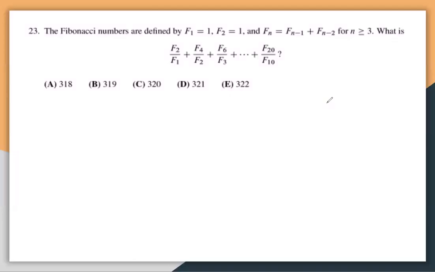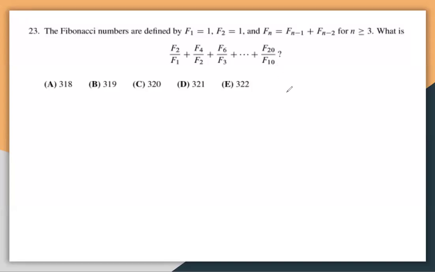Okay, so this is number 23 for the 10B and 18 for 12B. We have a definition of the Fibonacci numbers: F1 is 1, F2 is 1, and Fn is Fn minus 1 plus Fn minus 2 when n is larger than or equal to 3. So that's what we should already know. Now we are asked to find the ratio of the second to first, fourth to second, sixth to third, and so on, up to 20th to 10th.